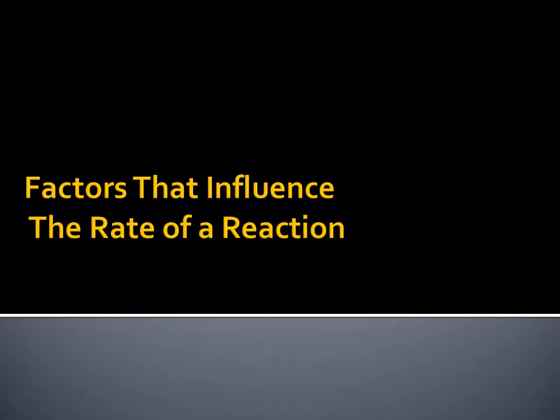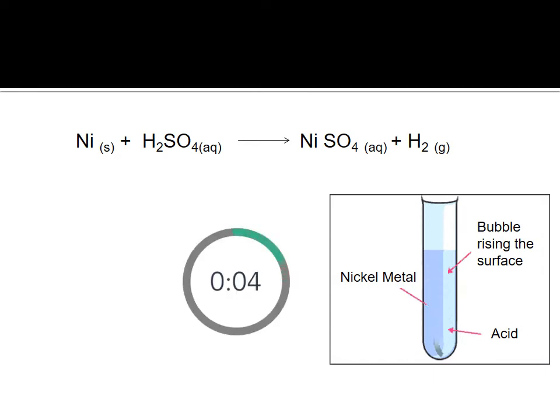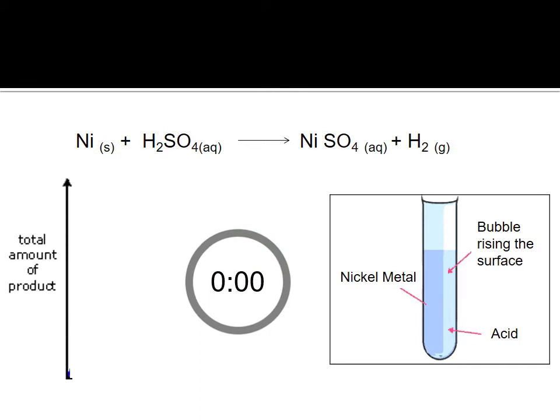Then let's move to the factors that influence the rate of a reaction. Let's consider a reaction of a metal with acid. Here the example is nickel metal reacting with sulfuric acid to form nickel sulfate and hydrogen gas. The time taken to totally dissolve the nickel metal in the sulfuric acid solution is called the reaction time. Let's draw a graph. On the y-axis, the total amount of hydrogen produced with time.